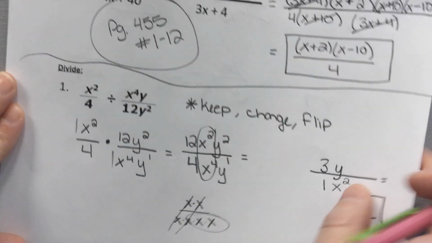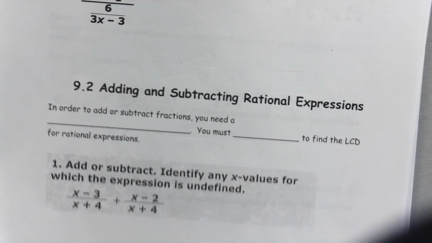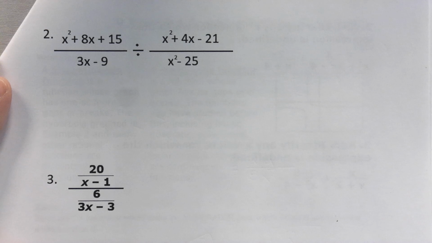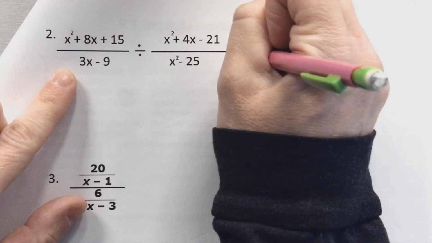Okay. On the back, we are going to talk about 2 things. We're going to talk about thinking about where things are undefined, and we're also going to talk about beyond that, like going through and doing the problem. All right, so let's look at number 2.